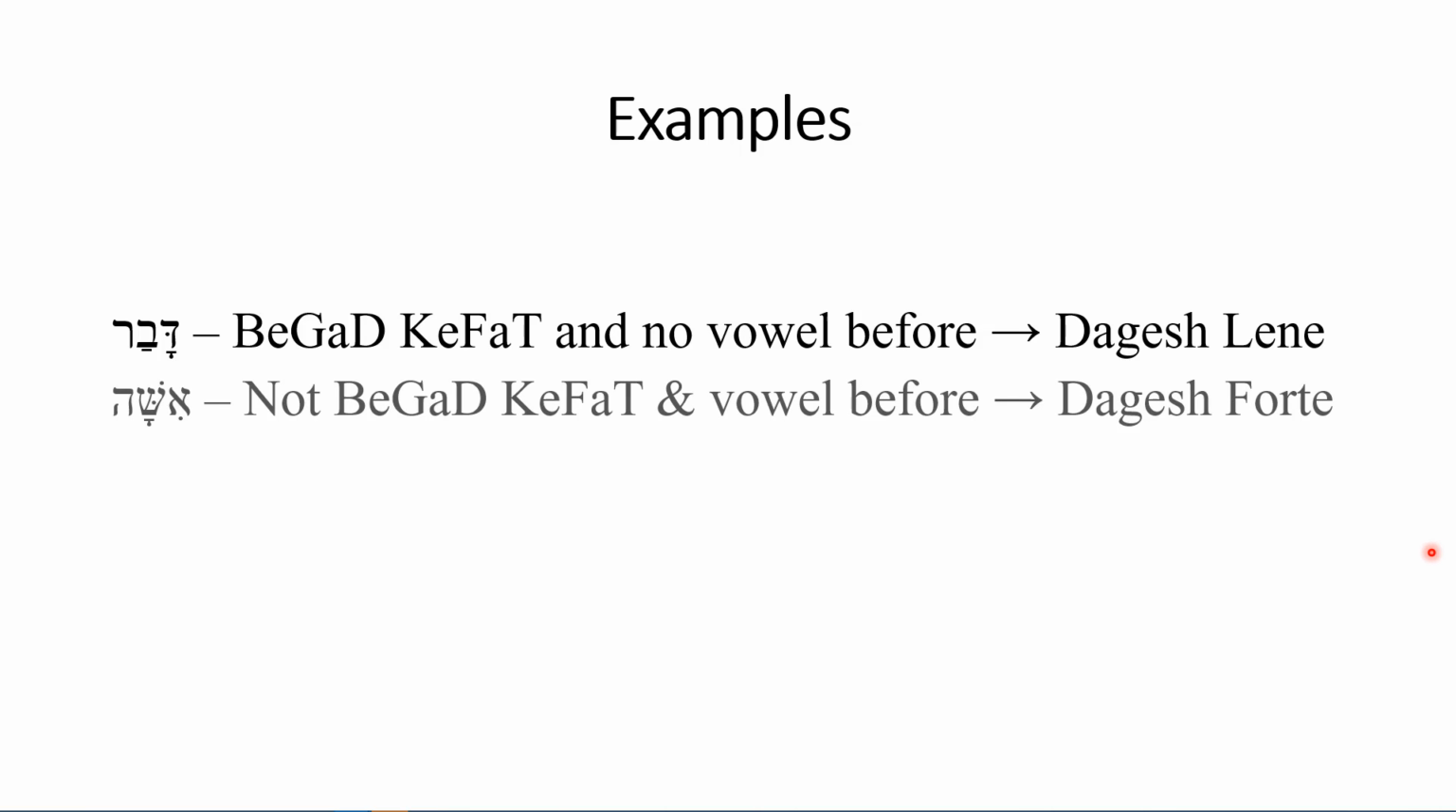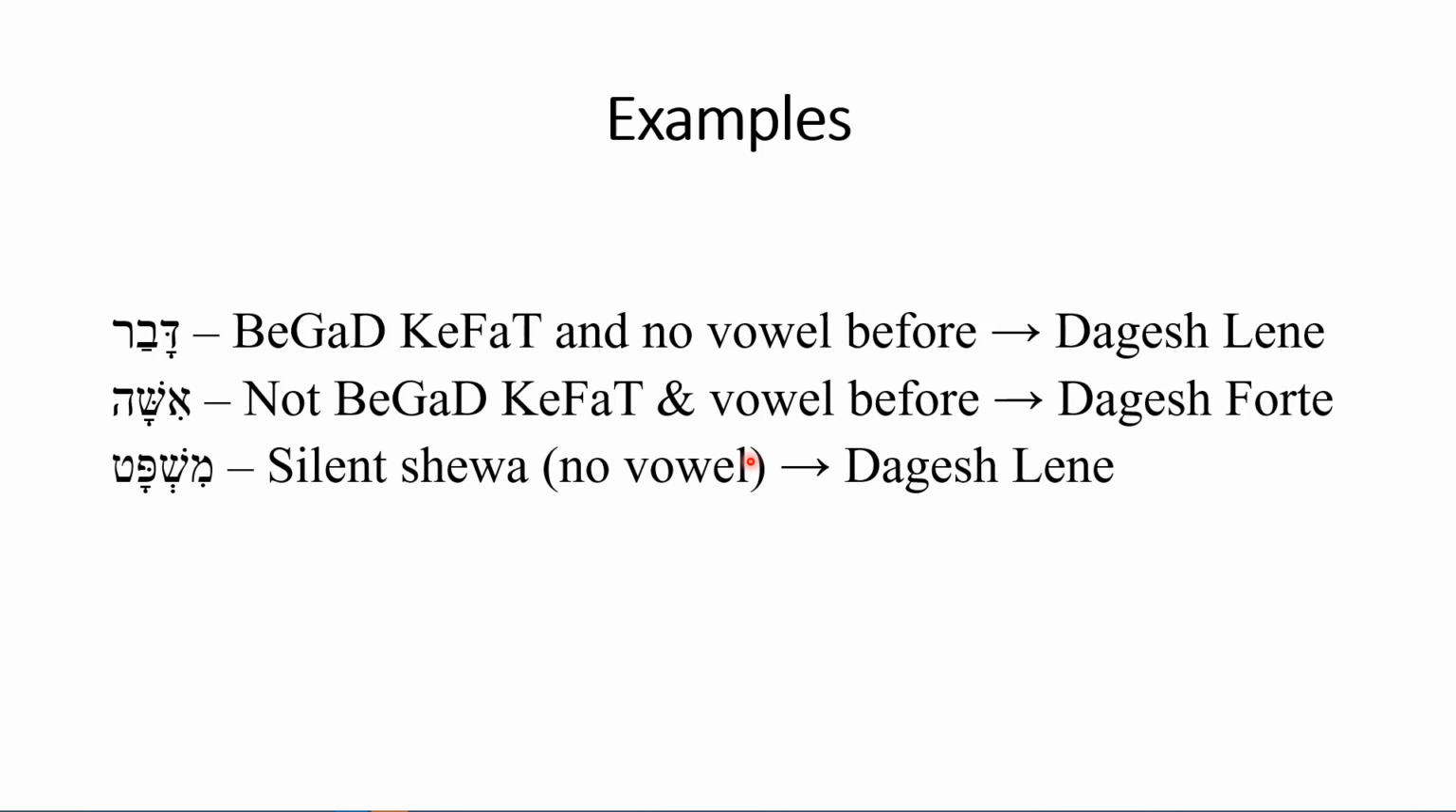So those are the two conditions that we're looking for. Let's look at our second example. We have Isha, which is woman. We have the Dagesh in our second letter, the Sheen. So it's not a Begad Kafat letter, so we already know it's a Dagesh forte. It's also got a vowel before it. It's got this Hirik, which is a short vowel, but it's a full vowel. And so both of those tell us that we have a Dagesh forte.